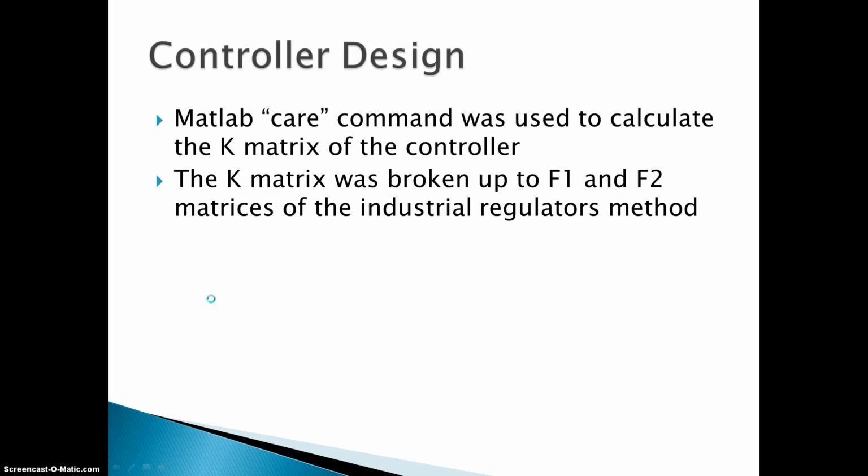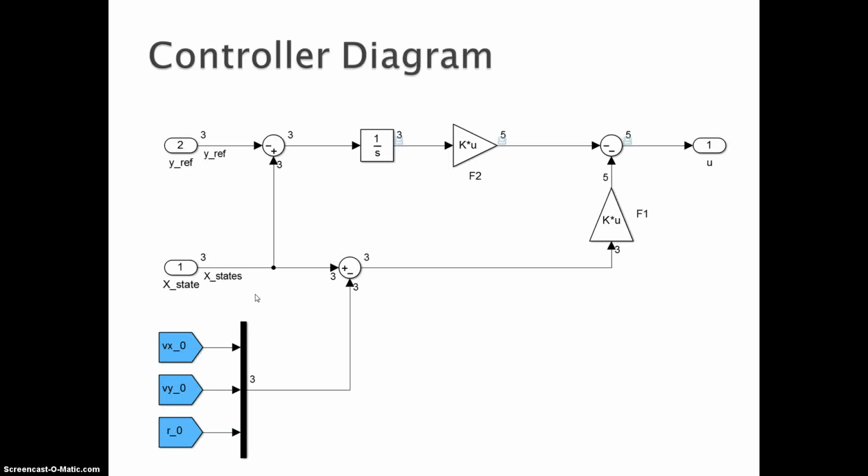We then used the care command in MATLAB to calculate the K matrix, and we divided the K matrix into F1 and F2 matrices for industrial regulator design control. This is the diagram of our controller. We see the reference signals, our current states, the integrator for good tracking, the F2 and F1 gain matrices, and our outputs, which are torque and steering angle.